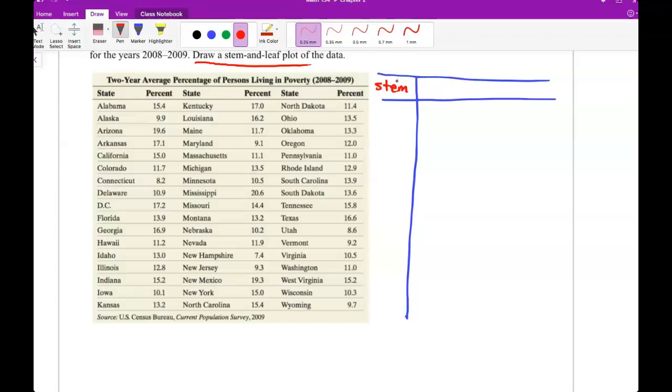So the digits to the left of the rightmost digit are the stem. I'm writing that part because these numbers are on the left. I'm writing these in the left column. And here is what we have for the rightmost digits.